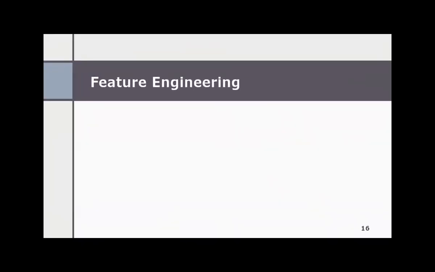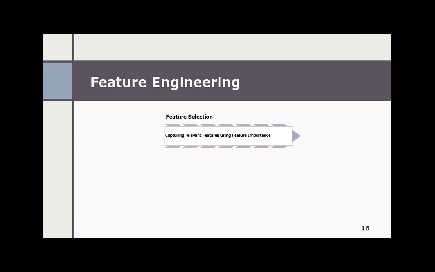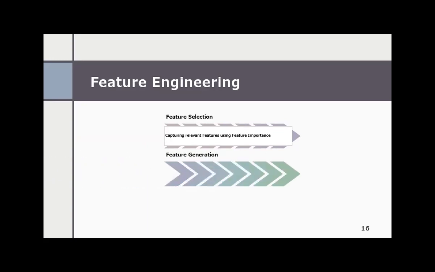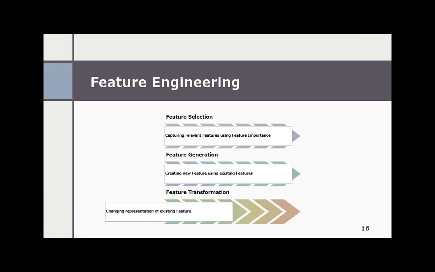Let's look at feature engineering, as it is a very important step during model building in the AI project workflow. It involves feature selection, capturing relevant features using feature importance. Then feature generation, which is about creating new features using existing features, and feature transformation, which is about changing the representation of existing features.